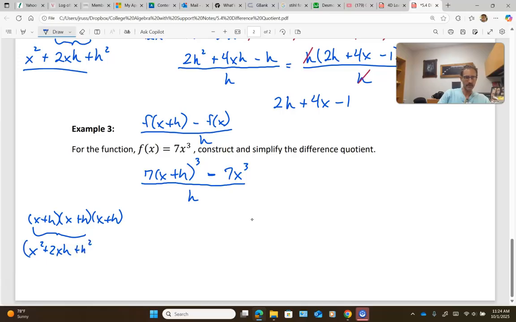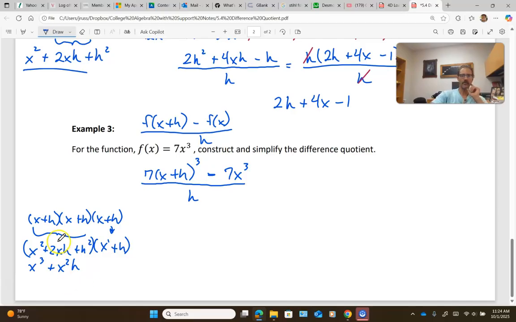Okay, and I'm going to keep this in parentheses because I still need to multiply it by this last factor of x plus h. So this is where the work comes in, all this multiplication. To do this, you're still using the distributive property. You're going to multiply every term in the first trinomial by both terms in the second binomial. So x squared times x to the first will be x to the third. X squared times h will just be x squared h.